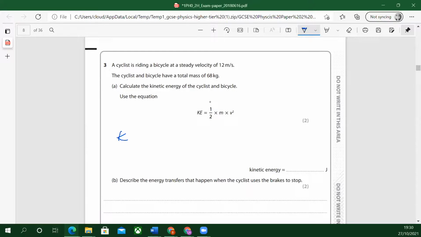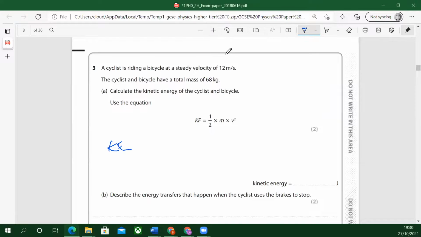So K is kinetic energy. So KE, you might zoom into this a little bit. Let's have a bit more room. So KE equals half, which is just a number, times M. So M combined, 68. Okay, times, and this is what we've got to be careful with, 12 meters per second. We need to square it. So we put that into our calculators and we get 4,900 joules. Okay, that's all we have to do there. Substitute numbers in.